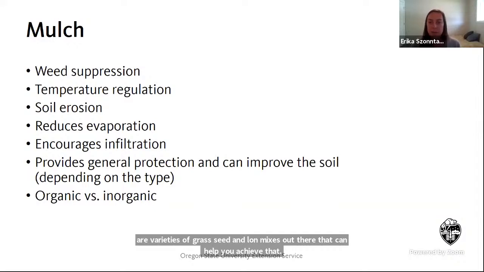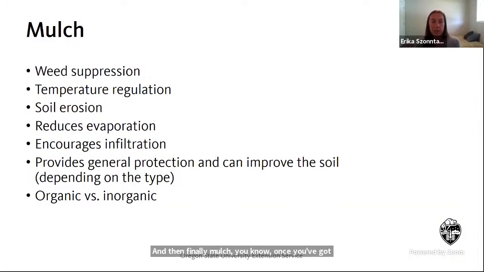And then finally, mulch. Once you've got everything planted and figured the way you want it, mulch is really, really important.